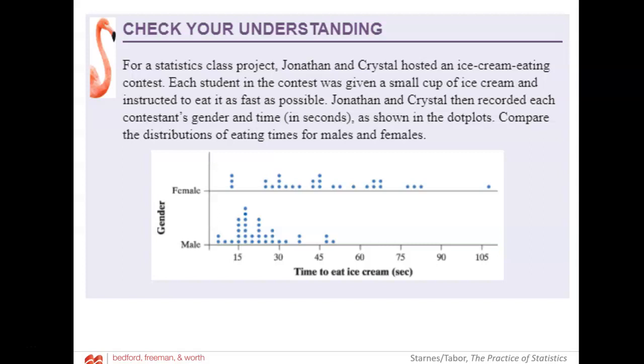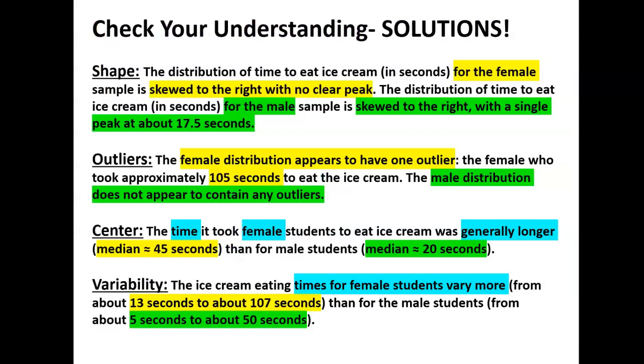So remember, we're still using those 4 attributes, but we're going to do it in a contextual and comparative way. So stop the video, write down what you think you can come up with for shape, outliers, center, variability, not necessarily in that order. Make sure there's context and make sure that you have used some comparative language and some ER words.